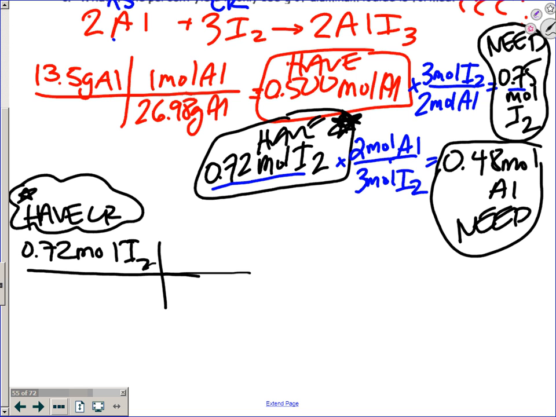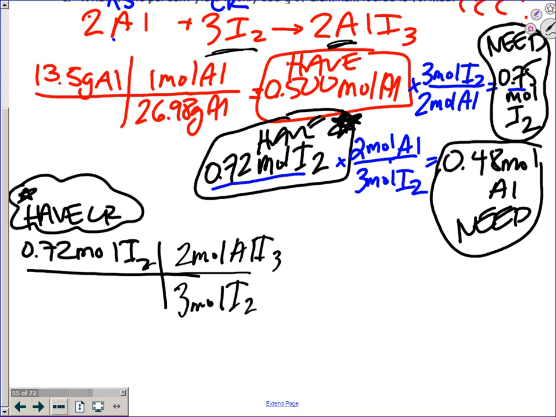So what's the next step? I can't work with iodine anymore, so I need the mole ratio. Iodine is 3, aluminum iodide is 2. So who goes on the bottom here? 3 moles of iodine. And who goes on top? 2 moles of aluminum iodide, from the 2-to-3 ratio. That's only because my question was grams of aluminum iodide, so I had to eventually get to just aluminum iodide. And then somebody tell me what the next step is.